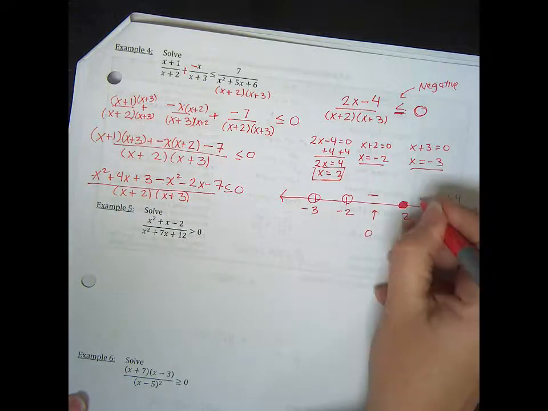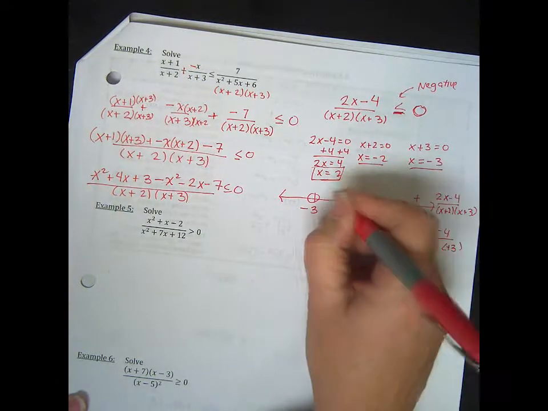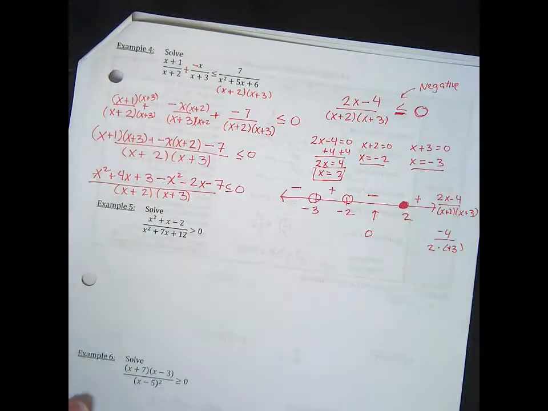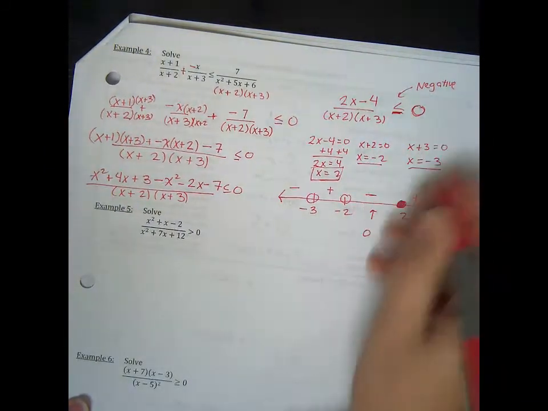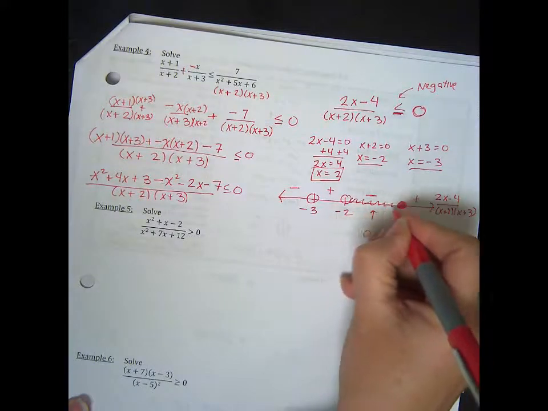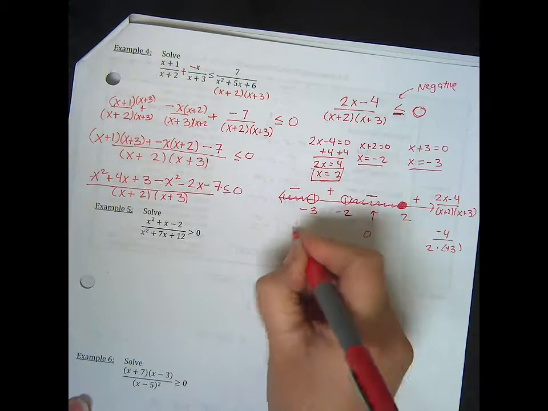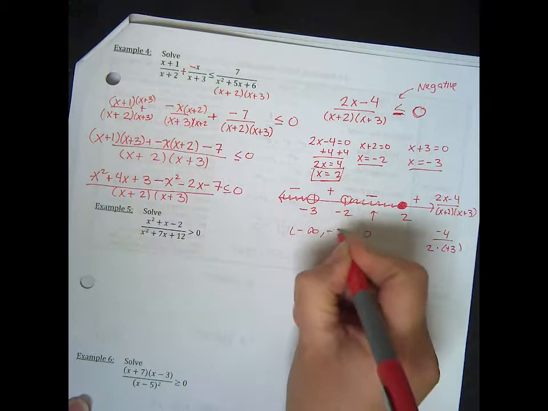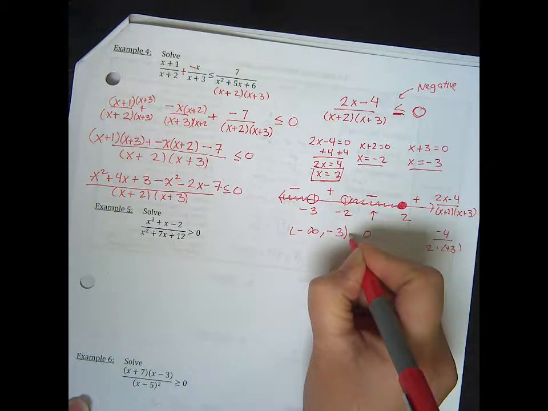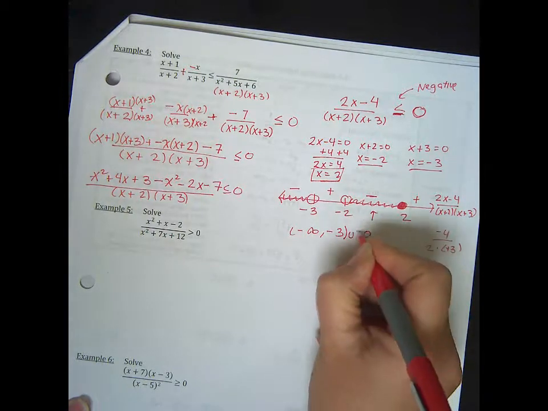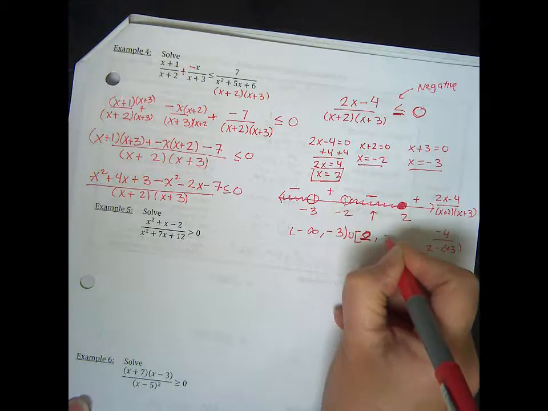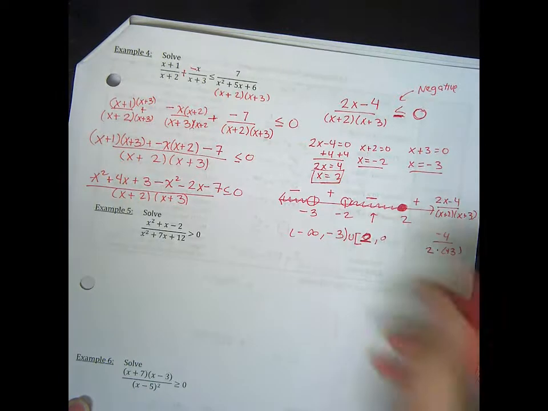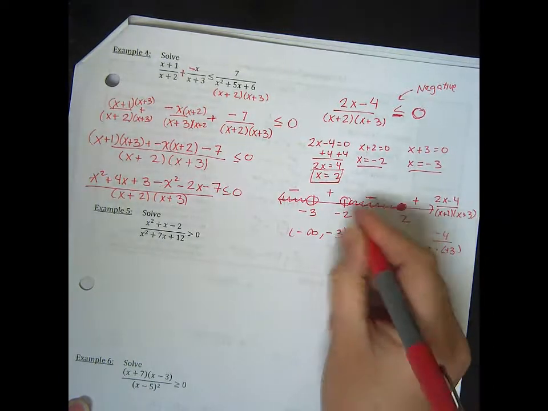And so I'm going to be alternating again as long as I don't have 2 of the same factors, which I don't. I want the negative because it's less than. So I got this area and this area. Negative infinity to negative 3, open, union, closed for 2, and from negative 2 to 2.